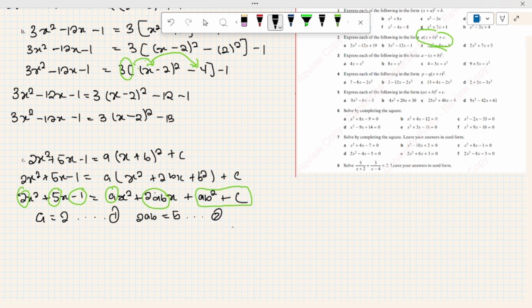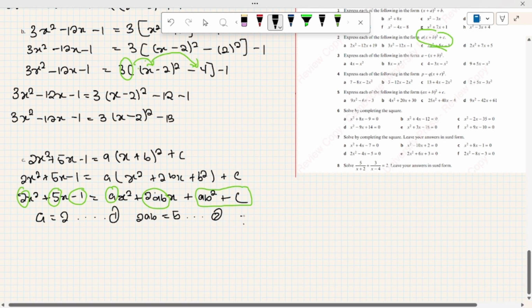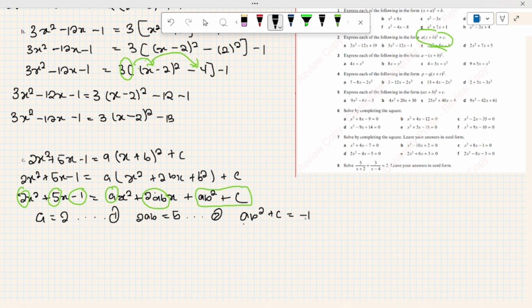So it's going to be what? It's going to be ab squared plus c equals minus 1. All right. So if you look, you already got the value of a. The value of a is 2, right? So now to get the value of what?